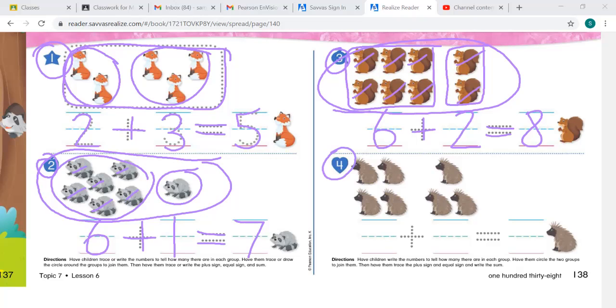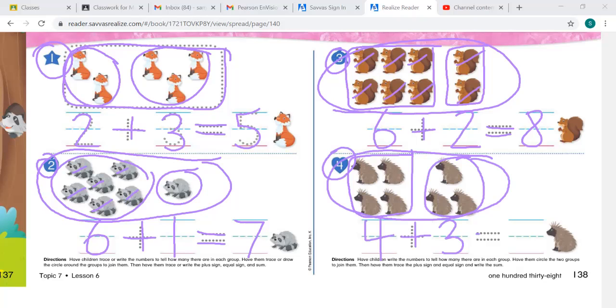Last one. It looks like we have some porcupines here. In our first group, we have 4. And then in our second group, we have 3. We're going to join them together. So we have 4 plus 3 equals how many? 7. 7 porcupines. That is our addition sentence.